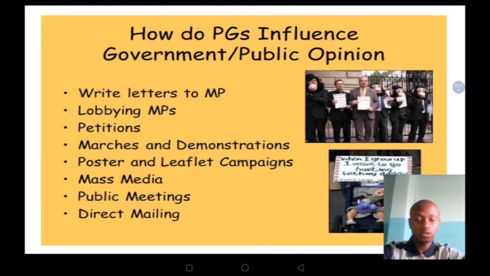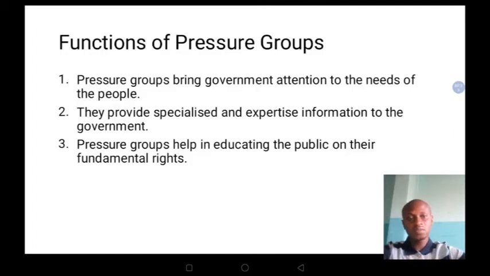They can also use mass media, use television, TV station, use newspaper to reach out to the people, to reach out to the government, so the government will hear them. They can organize public meetings. They can also send direct mail to the government. So these are the activities of pressure groups.